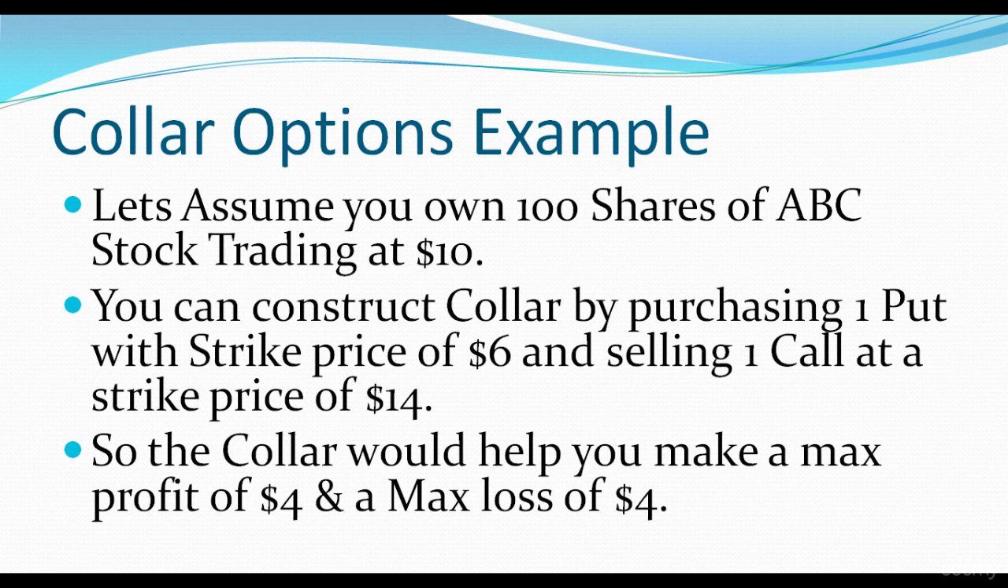Basically, as you own the stock, you already have invested in the stock. So the strike price of $14 for the call option acts as your cap, as your ceiling. And the strike price of $6 mentioned here acts as the floor. So your profit and loss is designed by the strike prices of put and call option. So if you move the call option to $12, then your profit will be $2. If you put your put option not on $6 but on $8, then your max loss will be reduced to $2. So you can adjust them according to your understanding of the market, so that you don't have so much risk.